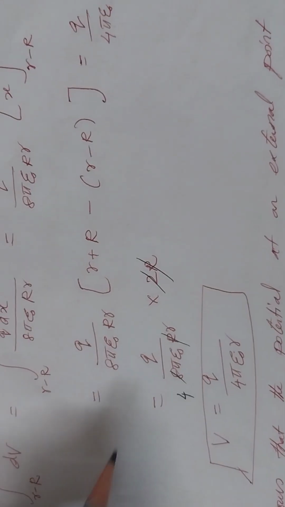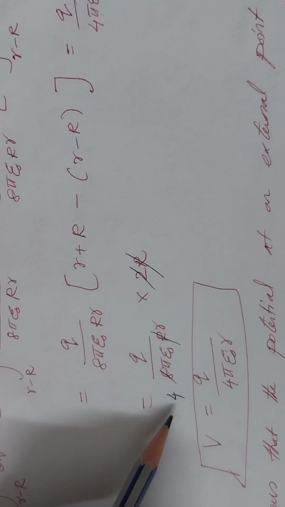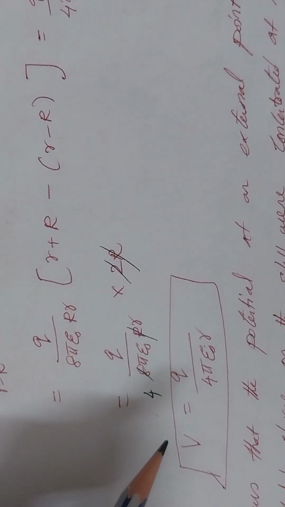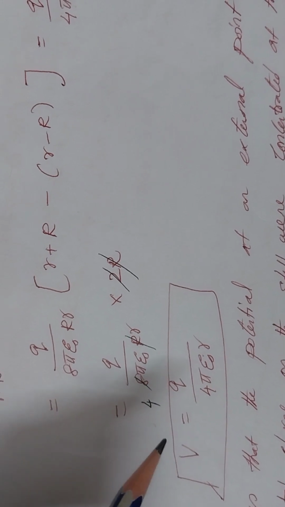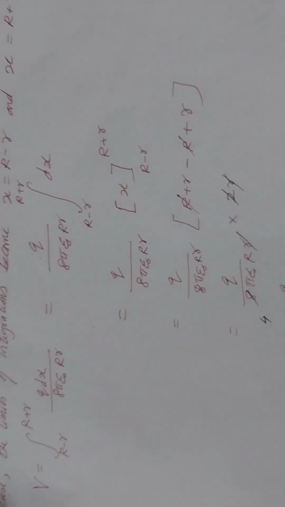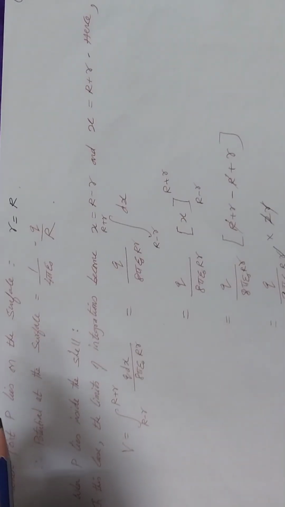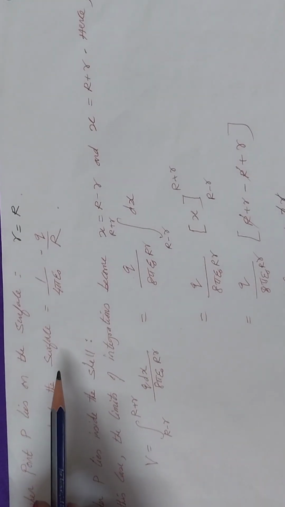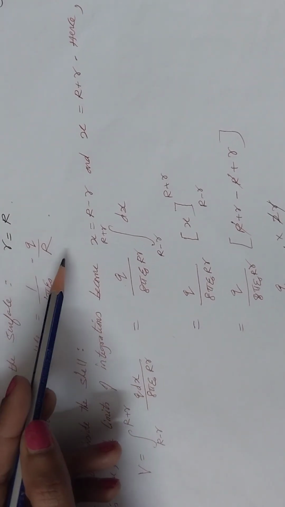So this expression is the potential for the total charge concentrated at the center. And then we also find the potential for the point lying on the surface, that will be 1 by 4 pi epsilon naught q by capital R.